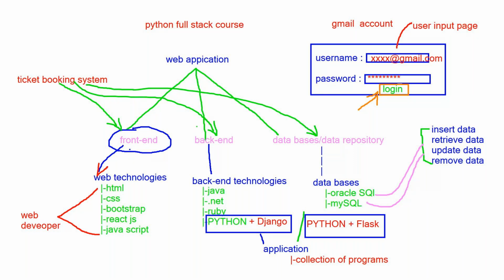Okay, very good. So in the ticket booking system, we are going to develop the front end using web technologies. We are going to develop the back end using Python with Django in one part and Python with Flask in another part. First we will develop the ticket booking system using Python with Django. Then we will convert that ticket booking system from Python with Django into Python with Flask. And there we will see what the differences are between Python with Django and Python with Flask.